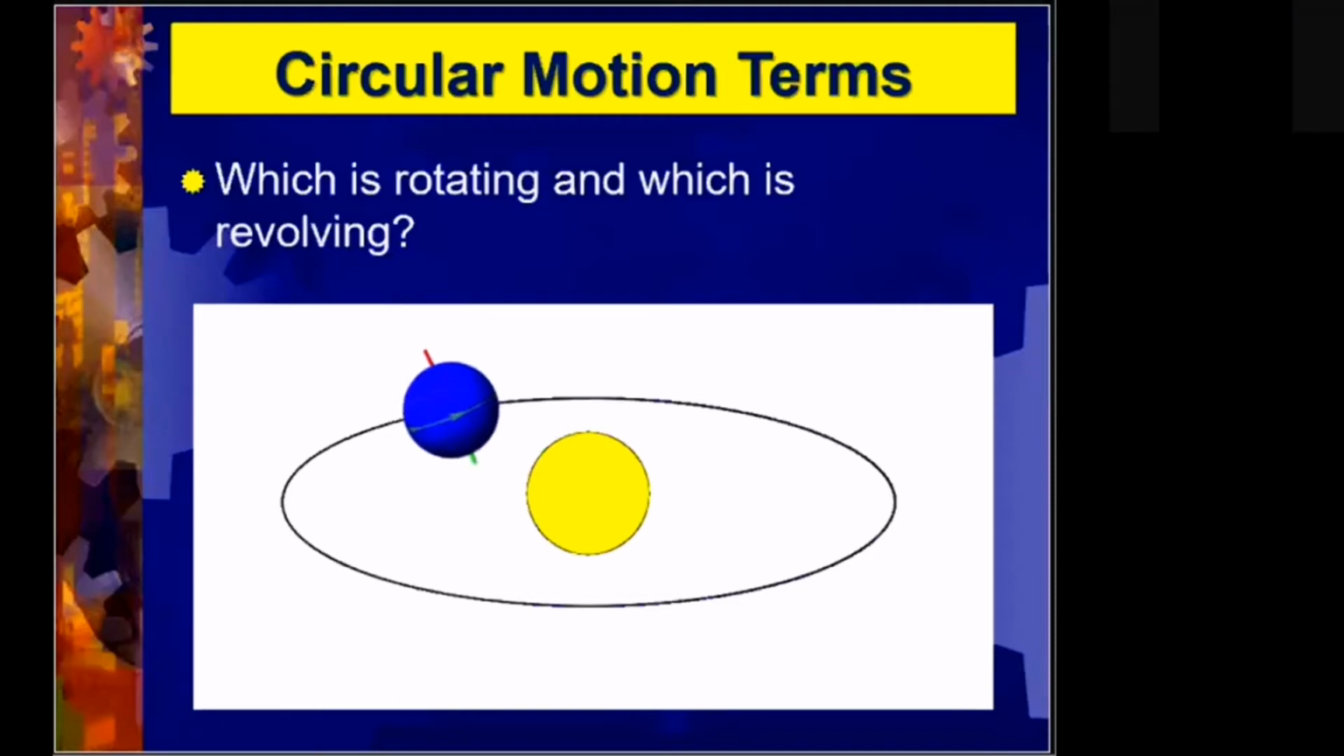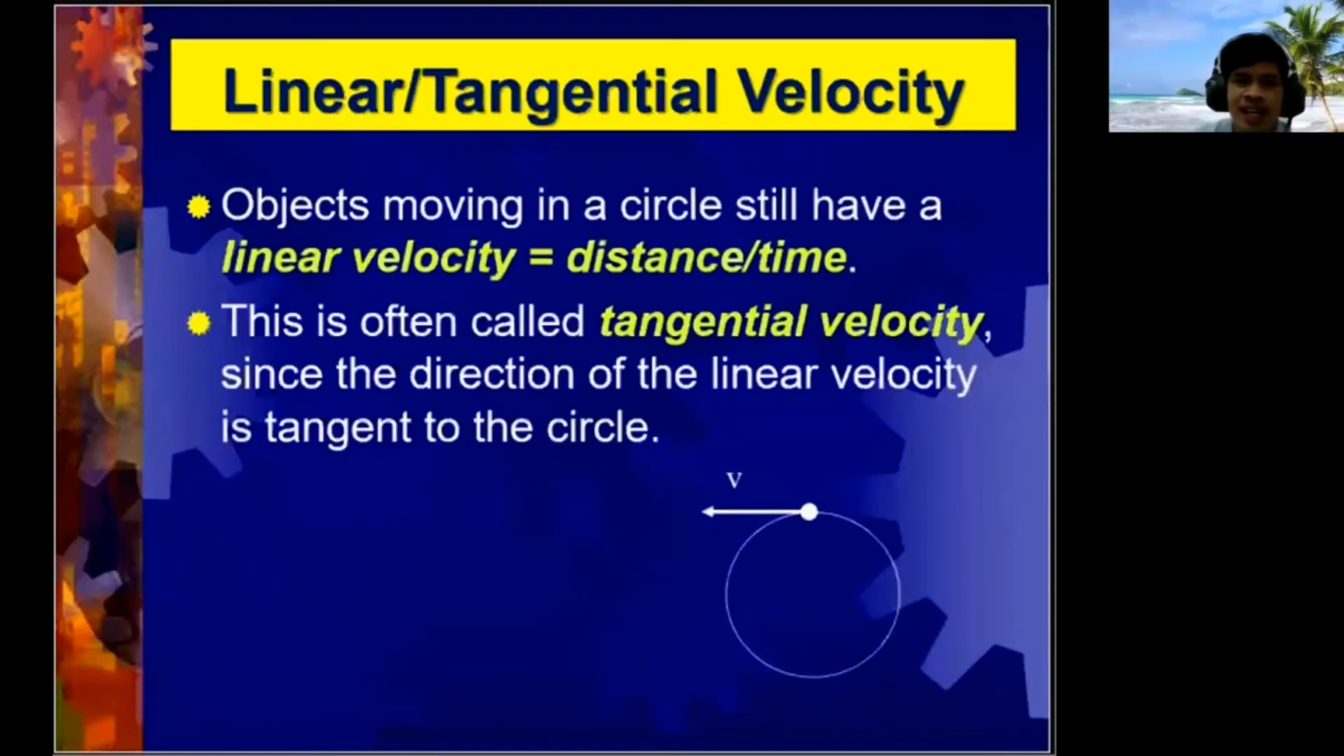Another one we have here is what we call linear or tangential velocity. What is this? Objects moving in a circle. Even though it is a circle, if an object is moving in a circle, it still has a linear velocity. And how do we define that? When I say linear velocity, that is still equivalent to the distance over time, or the change in displacement over time. That is the linear velocity.